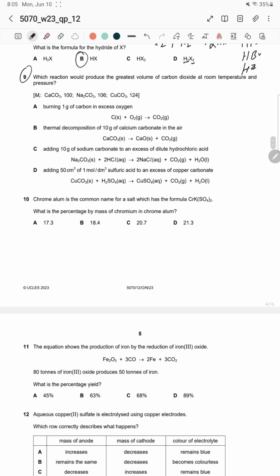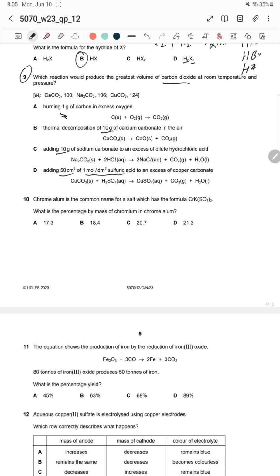Question number 9. Which reaction would produce the greatest volume of carbon dioxide at RTP? So here we are given 4 reactions, and we will see the mole ratio as well. Option A uses 1 gram of carbon. Option B uses 10 gram of carbon. C also uses 10 gram, and D uses 50 cubic centimeter of 1 mole sulfuric acid.